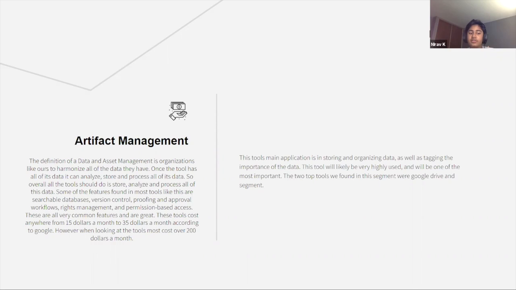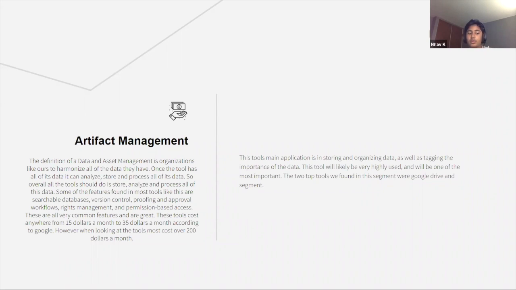Some of the features found in most of these tools are searchable databases, version control, proofing and approval workflows, rights management, and permission-based access. These are all very common features and they're great.